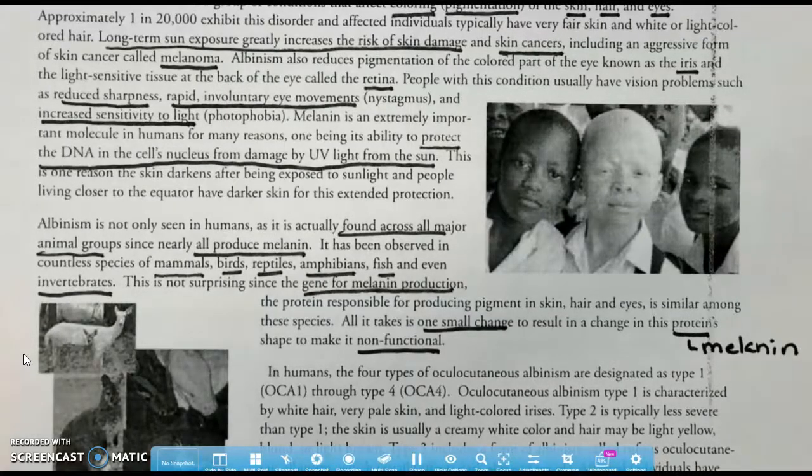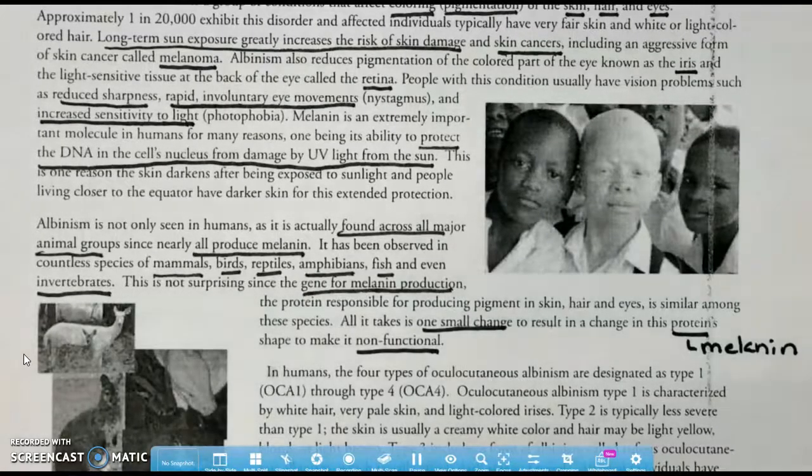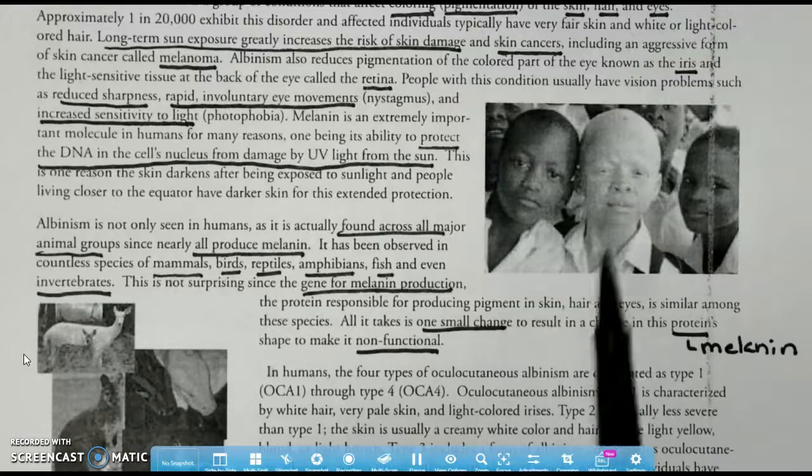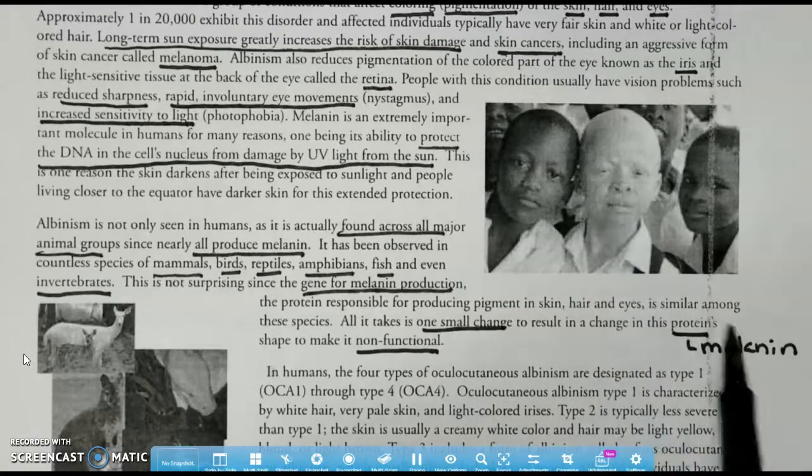Before we go forth, I do want to make a clarification. We all have melanin. People who are darker skinned have more melanin than people who are lighter skinned. So when we look at an albino individual like this one here, this person has no melanin at all, whereas these two have significantly more melanin than this boy.